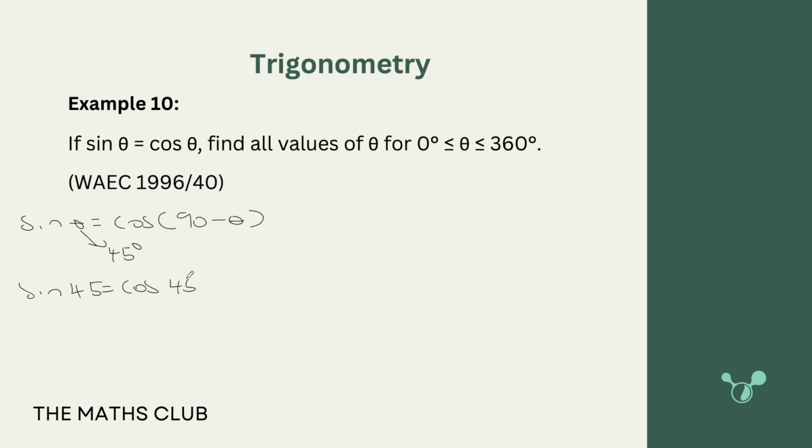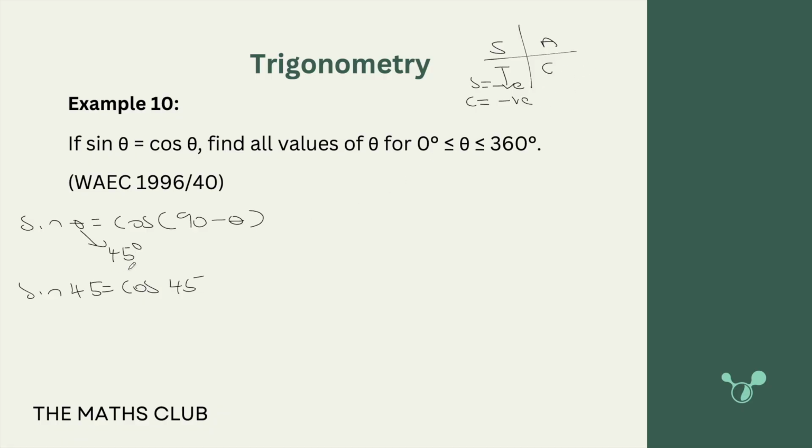But let's also see if we use CAST, whether there is a place where both sine and cos would be equal, apart from this first one. In the second quadrant, sine would be positive and cos negative, so that would not work. In the third quadrant, tan would be positive, cos is negative and sine is negative, so they will still be the same value, minus minus. In the fourth quadrant, cos is positive and sine is negative, so this one cannot work.